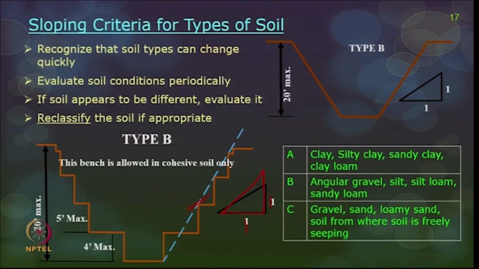Now, some precautions: recognize that soil types can change quickly, in the sense that when you start digging from the top level to the next lower level and so on, the type of soil can really vary. So, evaluate the soil conditions periodically whenever you start cutting out the earth, and if the soil starts looking different, then you have to evaluate it and reclassify the soil if appropriate. And as I told you earlier, if you are not able to identify the type of the soil, better classify it as type C soil.